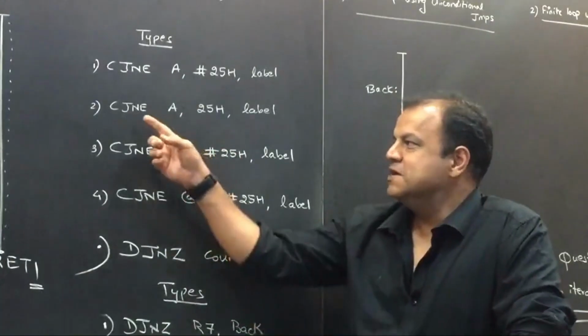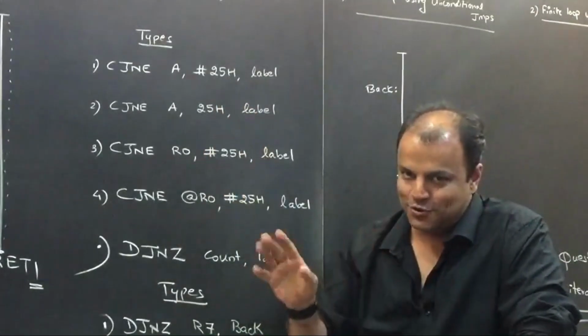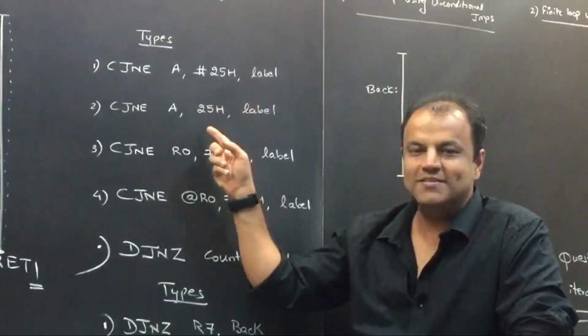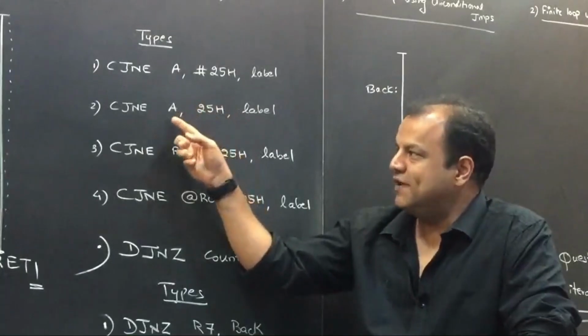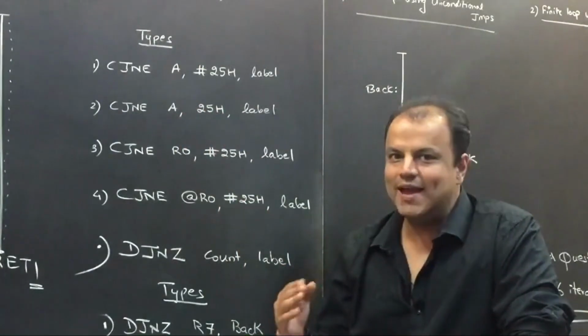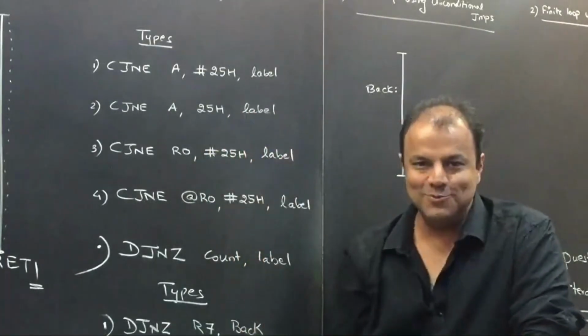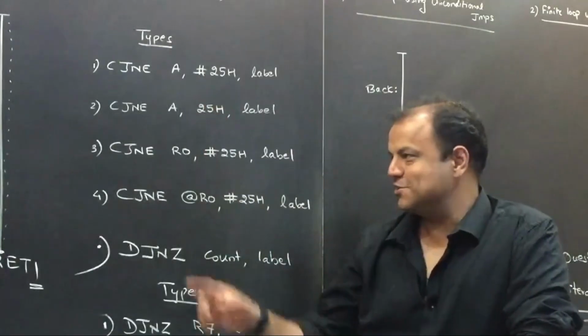Now, similarly, there are more types. Explain them by yourself. CJNE A, 25, label. Is there a difference between #25 and 25? Yes, I'm sure you know that. This is data 25. This is location 25. So it will compare A with the contents of location 25. If A and the contents of location 25 are not equal, the program will take a jump to the label. Otherwise, it will go to the next instruction.